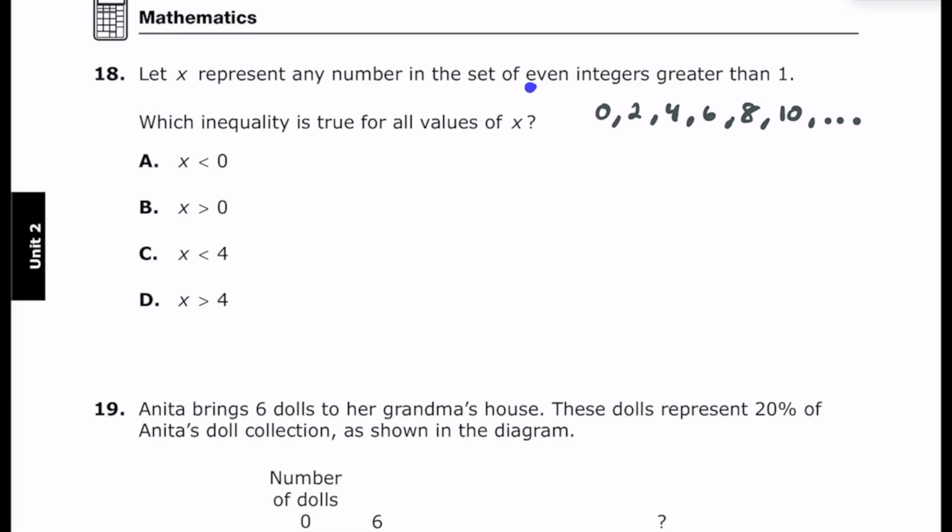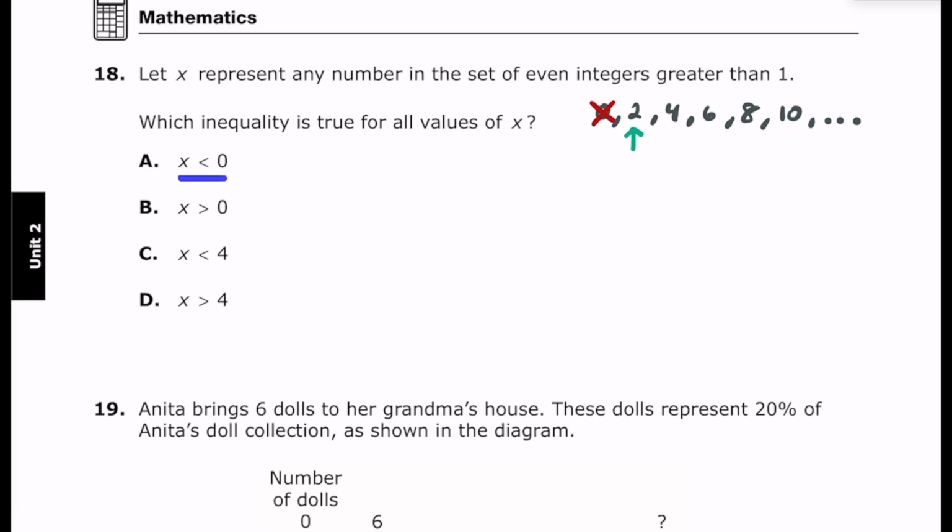Now they're asking about even integers that are greater than 1, so we don't even want to consider the 0 right now. So the first even integer that we're talking about in this problem is going to be 2. And so their question is, which inequality is true for all values of x?